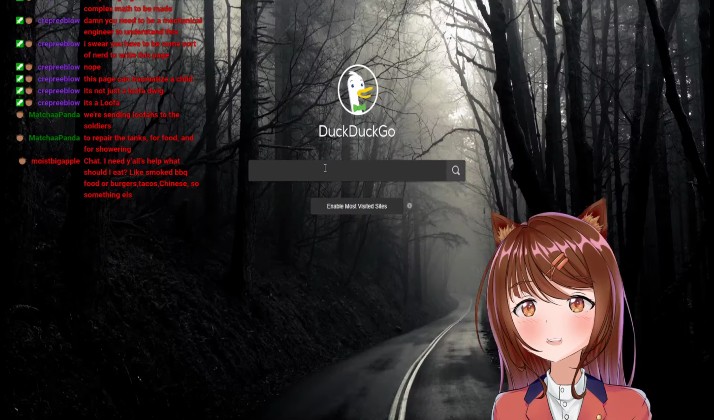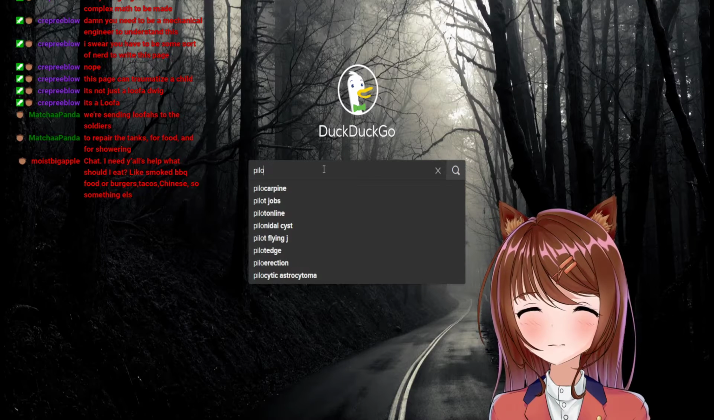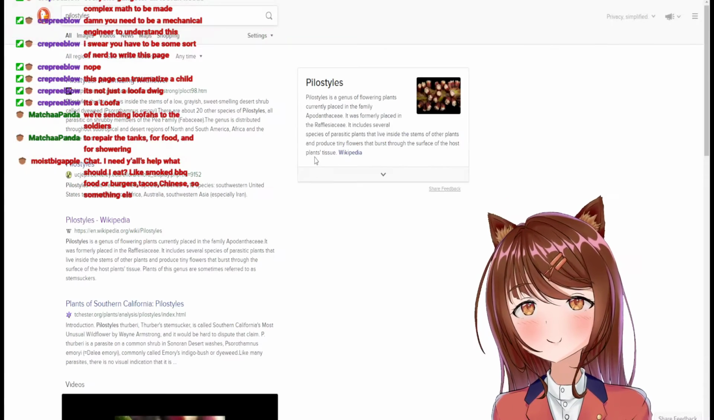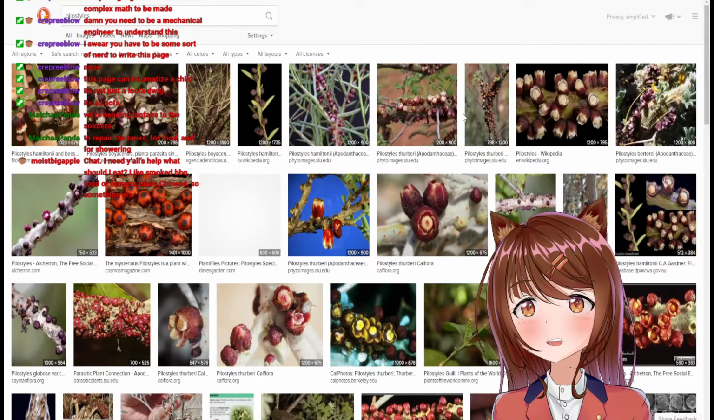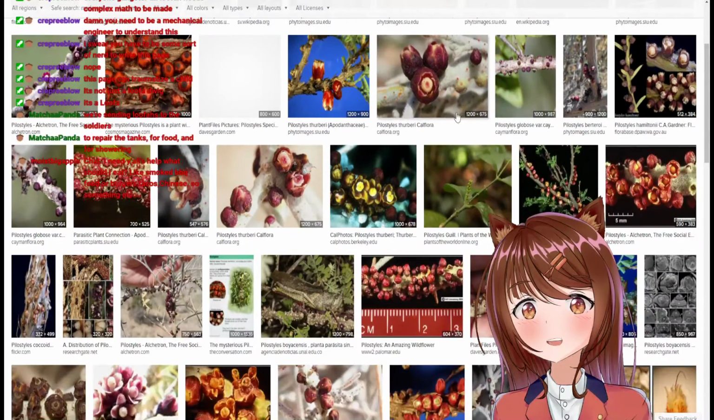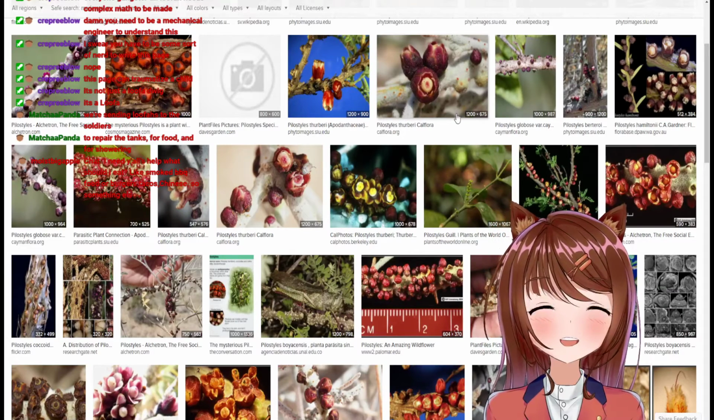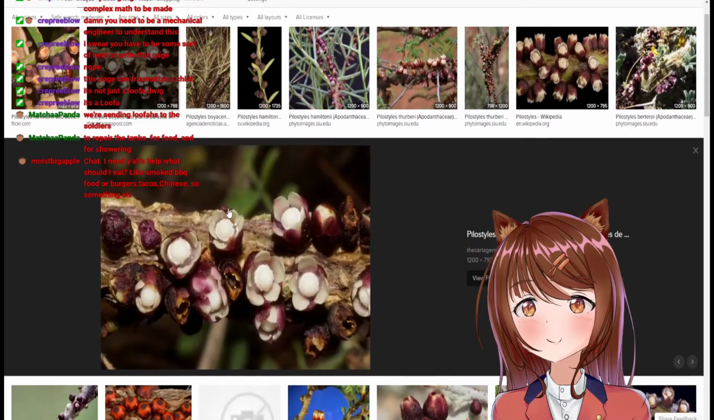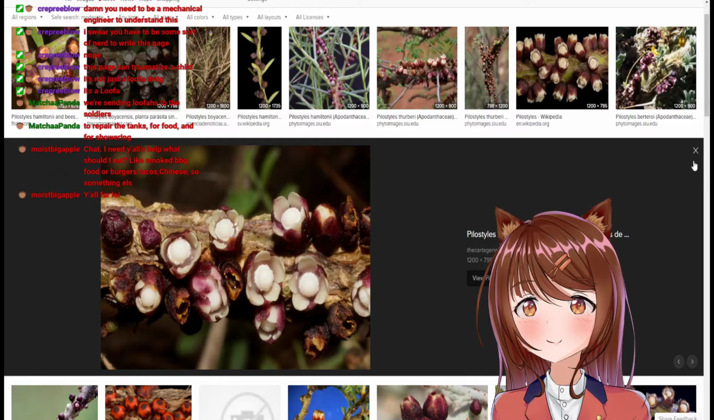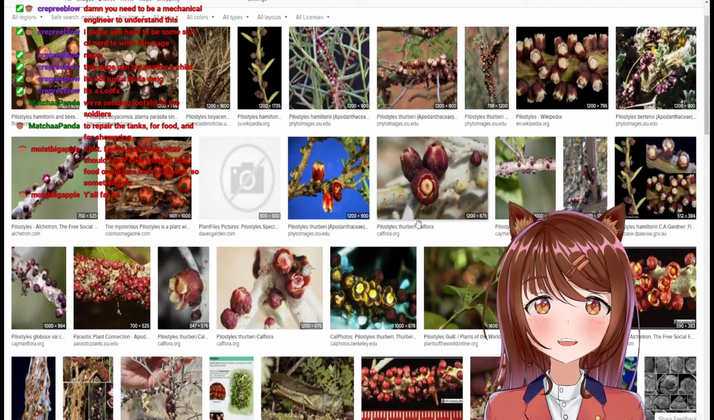Pilostyles. I wonder. Let me just search pilostyles images. Whoa. Whoa, they're like lumpy. Pilostyles are lumpy. And they make flowers. Look, there's like actual... what? And they just pop out of the stems of other plants.